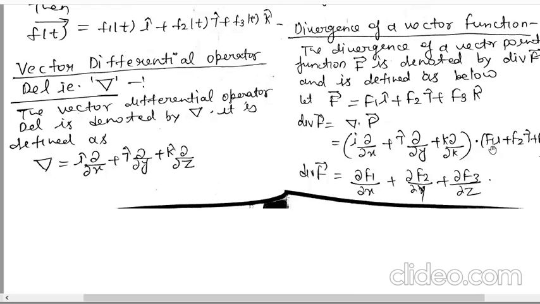And i dot j gives 0, i dot k also 0, j dot k also 0, j dot i also 0, k dot j also 0. So all will be 0, only i dot i coefficient will be here, j dot j coefficient will be here, and k dot k coefficient will be here, right? So this is your divergence of f vector, and this is a scalar quantity, not a vector quantity, right?